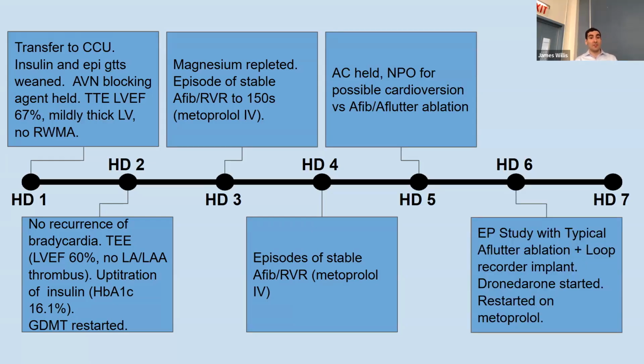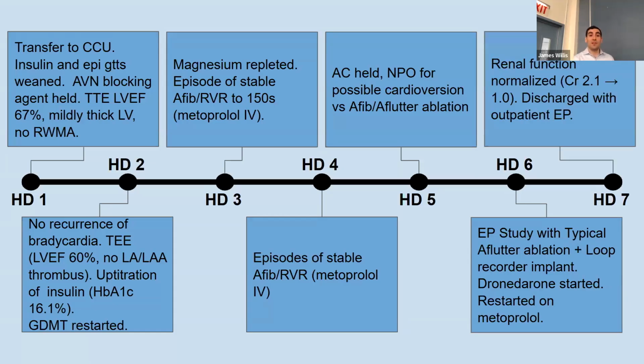On hospital day 6, his renal function normalized. It downtrended from a creatinine of 2.1 to 1 with a baseline GFR that was similar 2 years prior in 2023. He underwent an electrophysiological study with successful typical A-flutter ablation and a loop recorder implant. He was started on dronedarone for maintenance of normal sinus rhythm, and they restarted his long-acting metoprolol succinate at this point. And then on hospital day 7, he was discharged with outpatient EP follow-up, which he continues to go to this day.